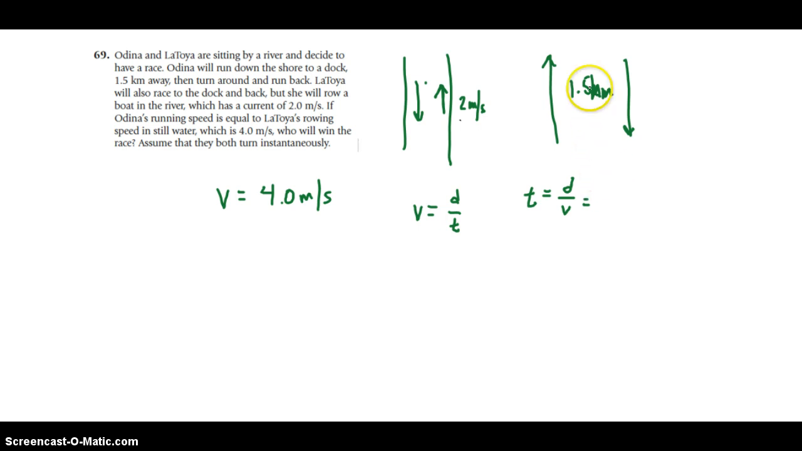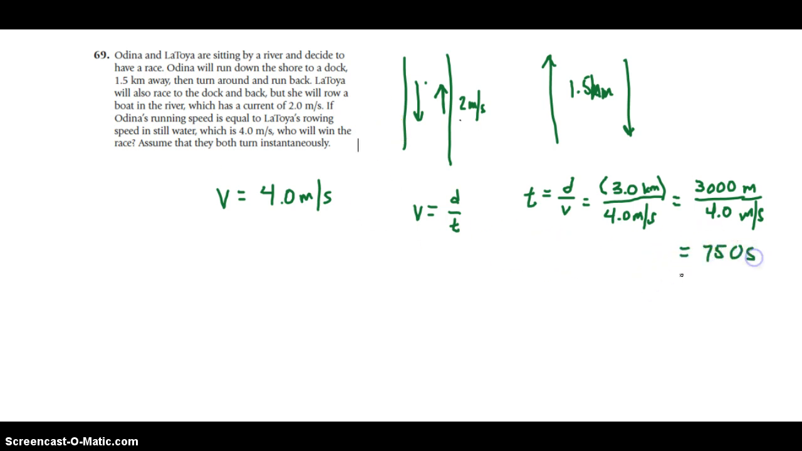Adina's distance is going to be 1.5 there and 1.5 back. So in other words, 3 kilometers over her speed of 4 meters per second. We want to make sure we have the same unit. 3 kilometers is 3,000 meters over 4 meters per second, which is going to give us a unit of seconds. So we take 3,000 divided by 4. We get 750 seconds, and that's Adina's entire race time.